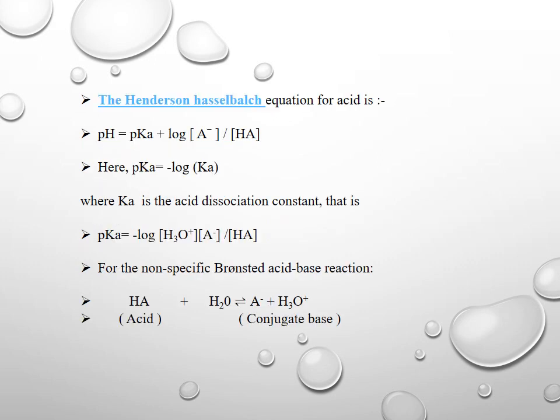The Henderson-Hasselbalch equation for an acid is pH equal to pKa plus log of the concentration of A minus divided by the concentration of HA. Here, pKa equals minus log Ka, where Ka is the acid dissociation constant, that is, pKa equals minus log of the concentration of H3O plus times the concentration of A minus divided by the concentration of HA. For the non-specific Bronsted acid-base reaction, HA plus H2O gives A minus plus H3O plus. Here HA is the acid, and A minus is the conjugate base.